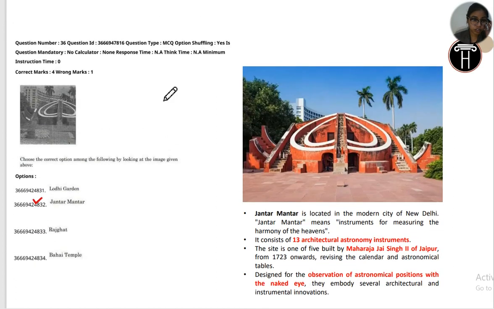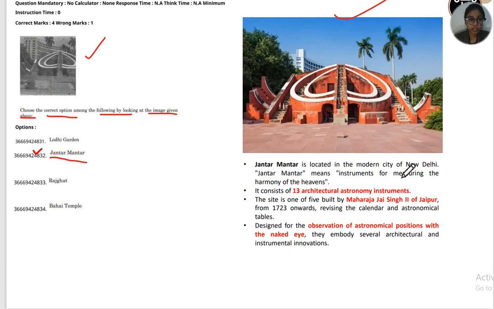In the next question, you are given an image and the question says choose the correct option among the following by looking at the image given below. So you have to choose the name of the particular place or building given in the image. The correct answer is Jantar Mantar.